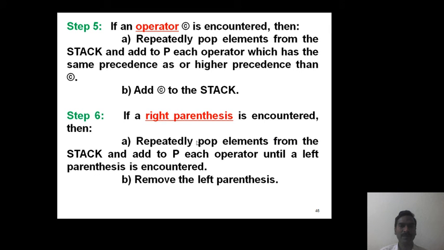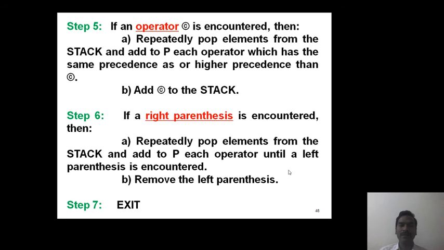Now step 6: If the scanned element is a right parenthesis, then repeatedly pop elements from the stack and add it to P until a left parenthesis is encountered. That means repeatedly we delete elements from the stack and add it to P until a left parenthesis is encountered. So whenever a left parenthesis arises, now remove the left parenthesis. Now step 7, exit.